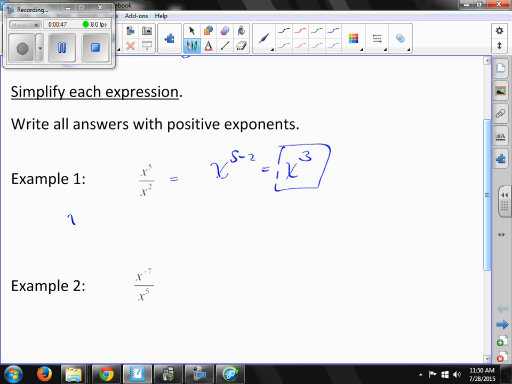Remember, x to the fifth means I'm multiplying x times x, and I have 5 of those x's in the numerator. X squared means I have 2 of them. If I cancel out what they have in common, you see that there are 3 more in the numerator than there are in the denominator.